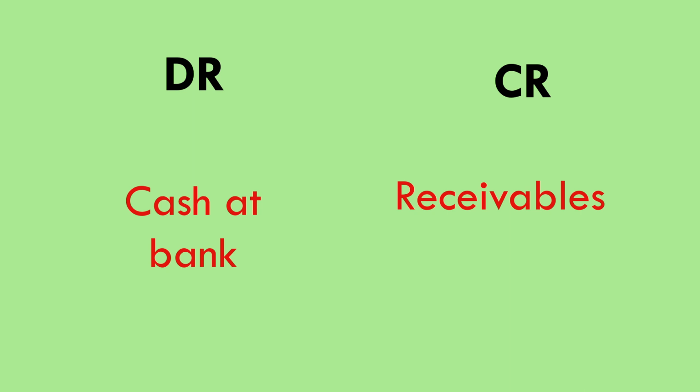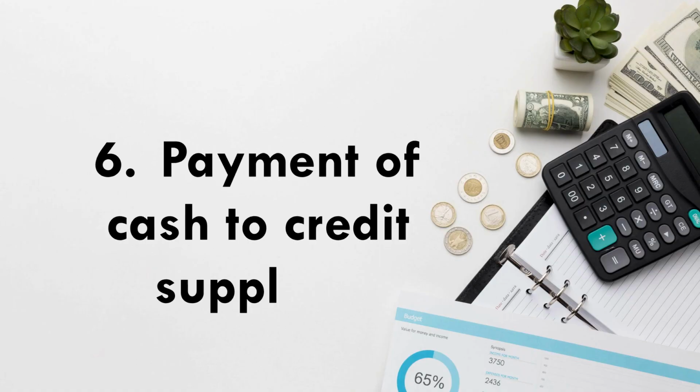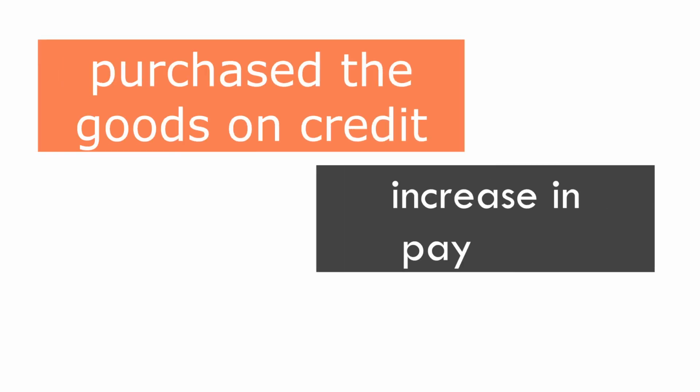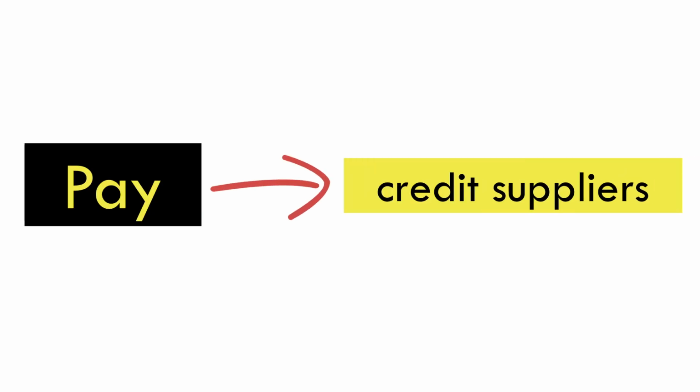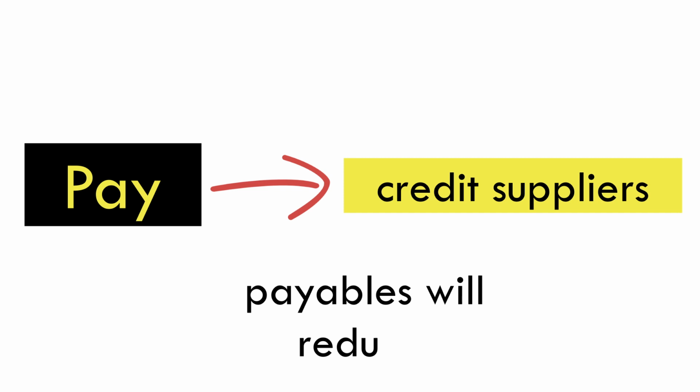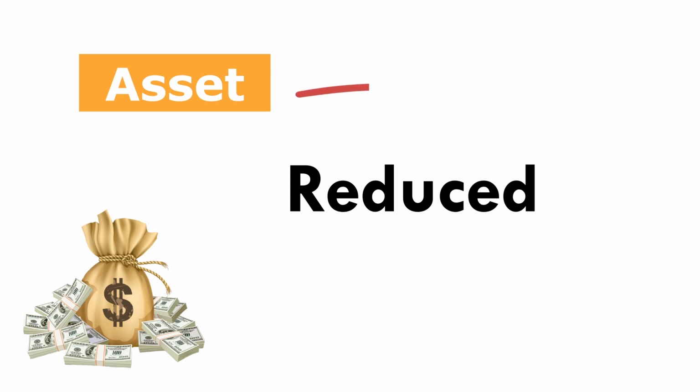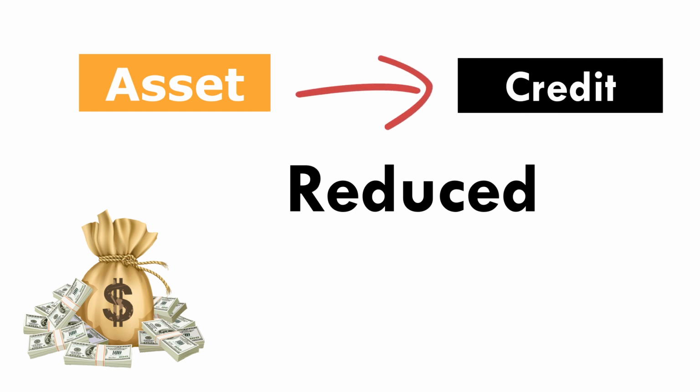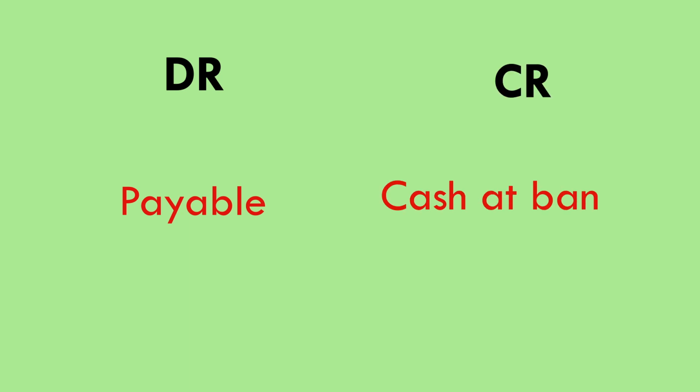The final transaction is payment of cash to credit suppliers. When we purchased the goods initially on credit, there was an increase in payables, hence we credited it. However, when we pay our credit suppliers, our payables will reduce, hence we will debit this account. Our cash, on the other hand, will reduce. Because this is an asset, we'll need to credit it. So in terms of journal entry, debit payables, credit cash at bank.